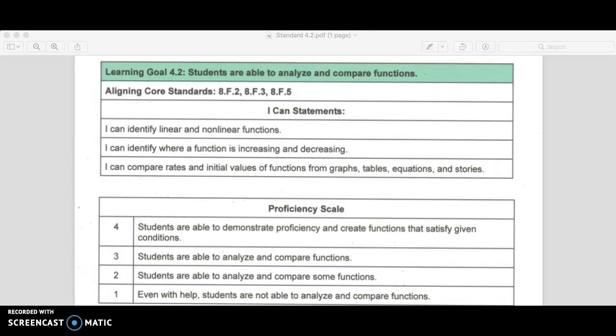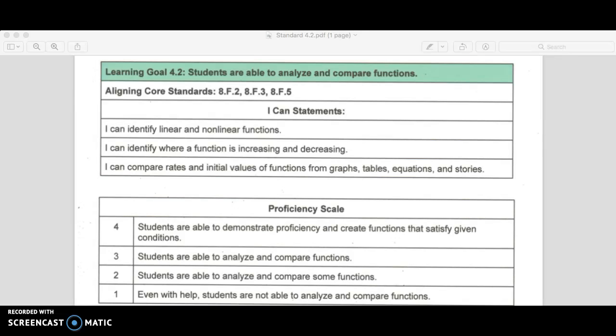And our I CAN statements are: I can identify linear and nonlinear functions. I can identify where a function is increasing and decreasing. I can compare rates and initial values of functions from graphs, tables, equations, and stories.